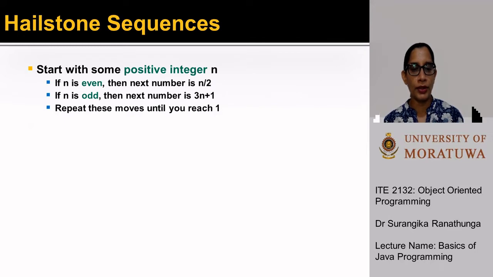So we will be using this Hailstone Sequence simple algorithm as a running example throughout this lecture. In this Hailstone Sequence algorithm, we start with the positive integer n. If this n is even, the next number is n divided by 2. If n is odd, then the next number is 3n plus 1. We repeat these moves until we reach 1.